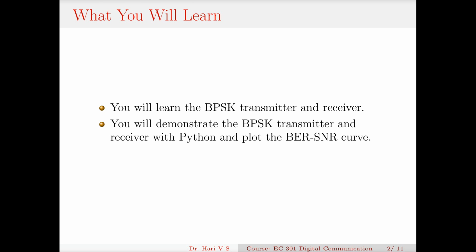Now the objectives of this presentation are that you will learn about the BPSK transmitter and receiver. Then you will demonstrate the BPSK transmitter and receiver with Python code and plot the BER-SNR curve. And you will compare the BER-SNR curve for both the actual transmission as well as the theoretical case. Then I will tell you how this transmitter and receiver are implemented using physical hardware, that is with a set of USRP. USRP is a universal software radio peripheral, along with LabVIEW.